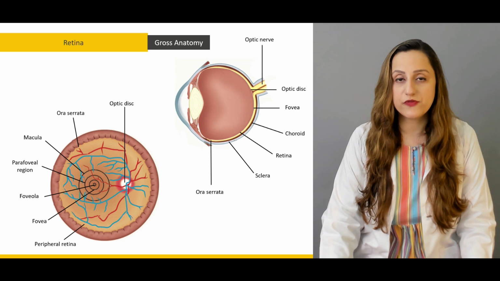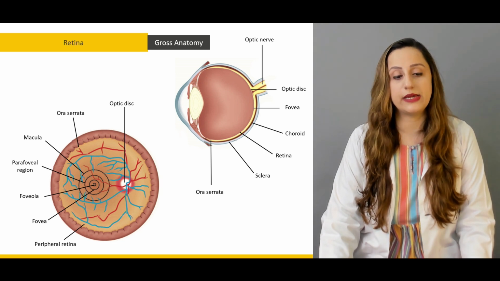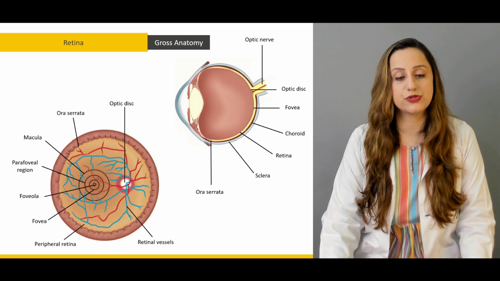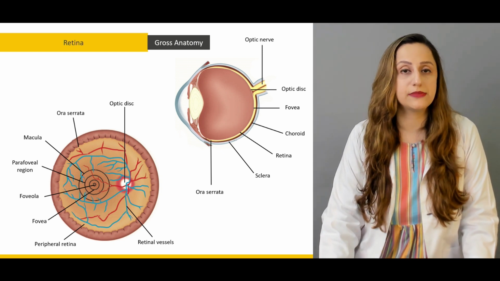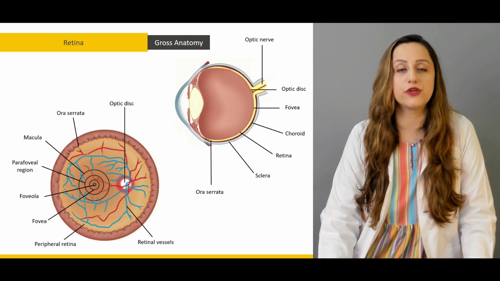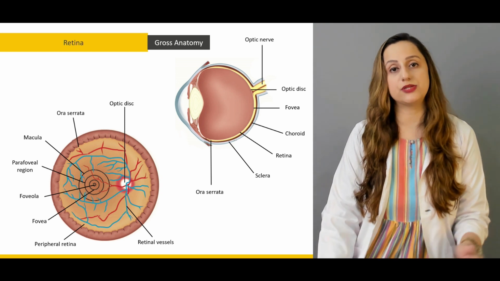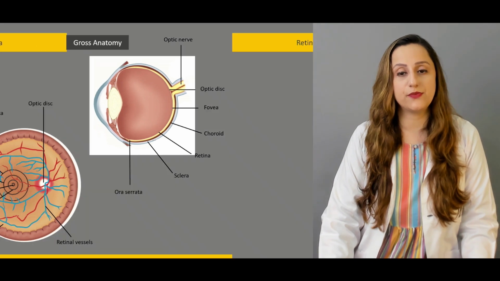So we have a posterior pole, and on the other hand, we have a peripheral retina that we're going to discuss. The retinal vessels are also shown in this diagram. The veins, the arteries, all of this vasculature, and the abnormalities related to these are again very important over here.